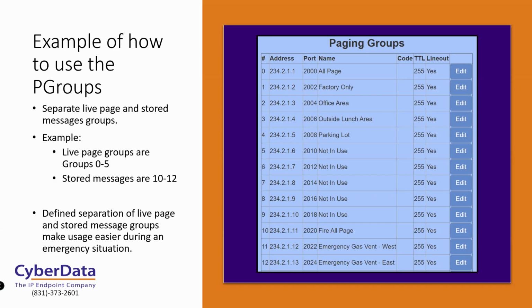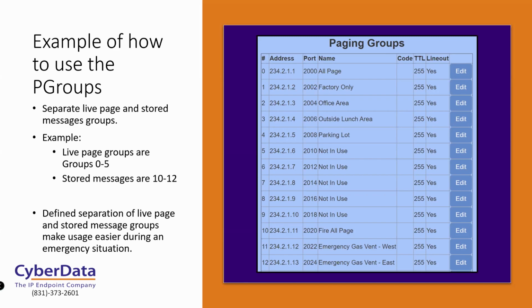And that separation and distinct order of how those groups are arranged make it much easier in stressful situations for people to trigger the correct message if necessary. So for example, with group 10, we've got group 10 set to a fire emergency group that's set to an all page. So if somebody calls the paging server and triggers group 10, it'll play a fire emergency message to the all page group. And it's all labeled as such, so it makes it really easy to understand.